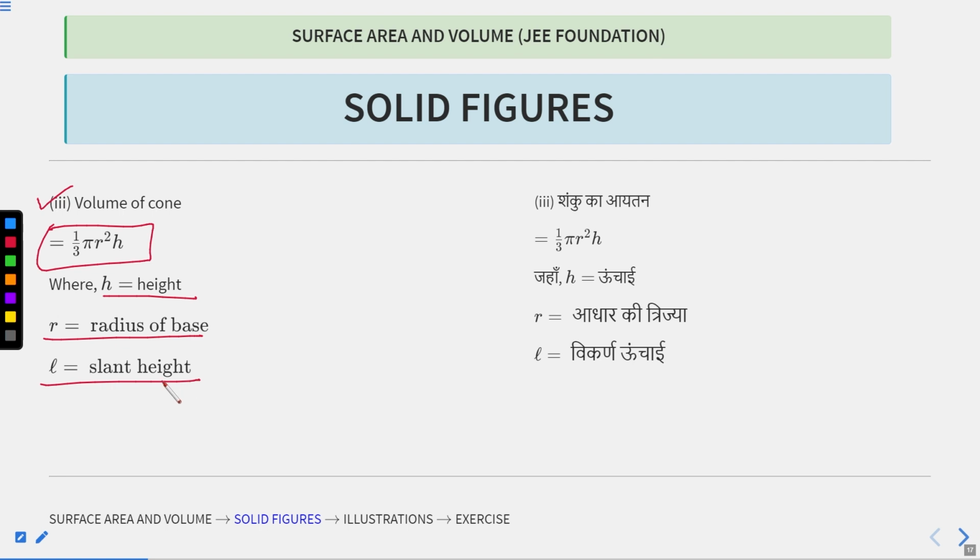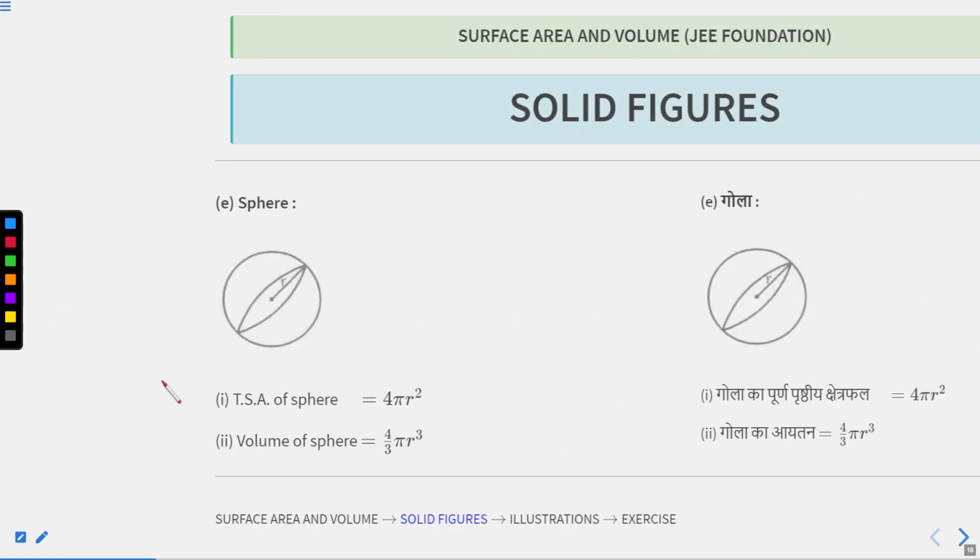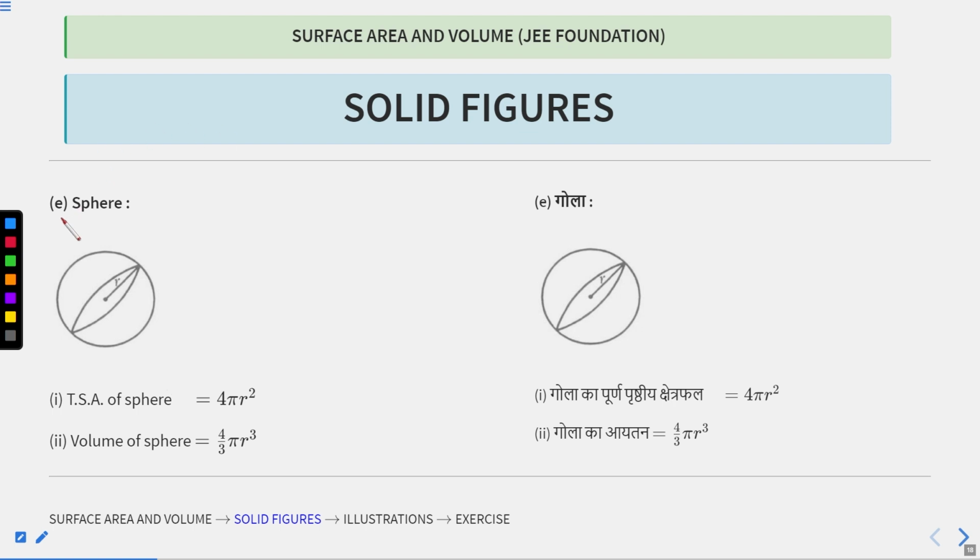Okay, so now let's move to the sphere. The sphere means a ball. If you try to visualize what we mean by sphere, sphere is a ball. So the total surface area for the ball is 4 pi r square, and the volume of the sphere is 4 upon 3 pi r cube. Don't confuse these. In total surface area we are using square, in volume we are using the cube.